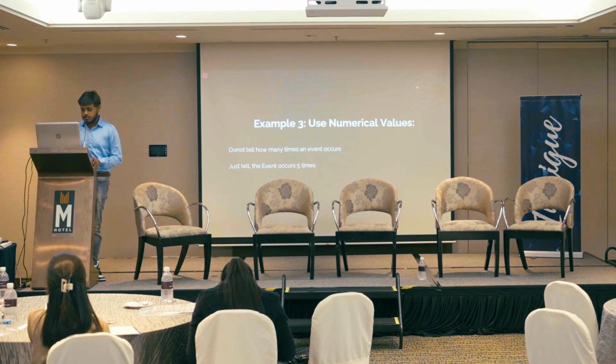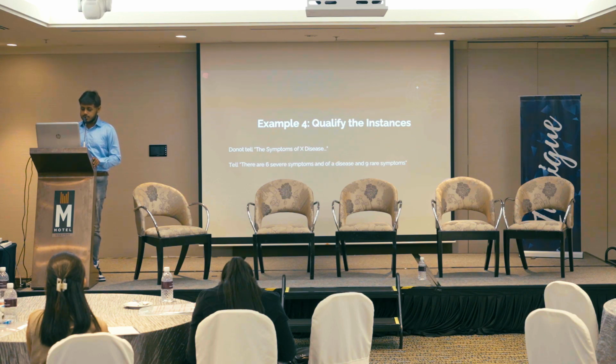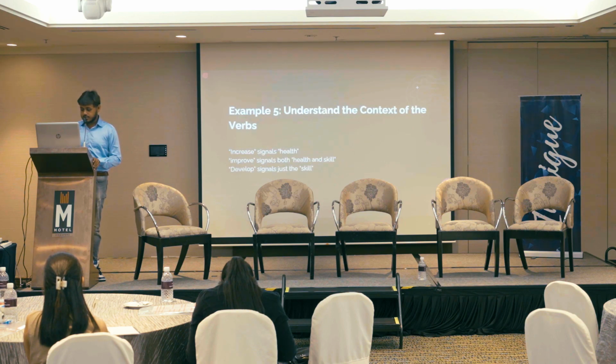Use numerical values, but not only use them, also qualify the instances. For example, if you're talking about symptoms of a particular disease, do not just say that there are so many symptoms. Say there are 6 severe symptoms of the disease and 9 rare symptoms. So you're already defining the numbers as well, and giving more information in this particular instance. I'll move on to some other examples, and I think this is more important.